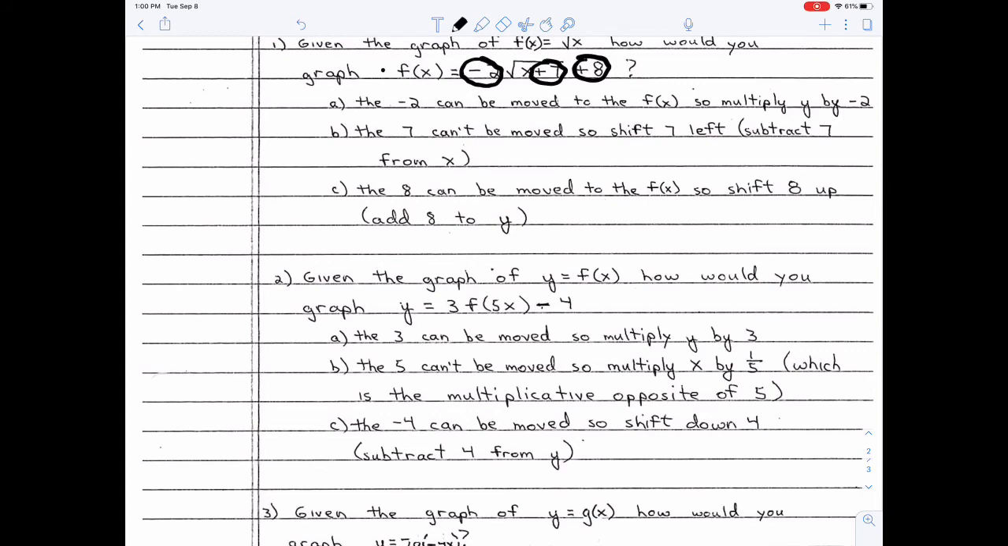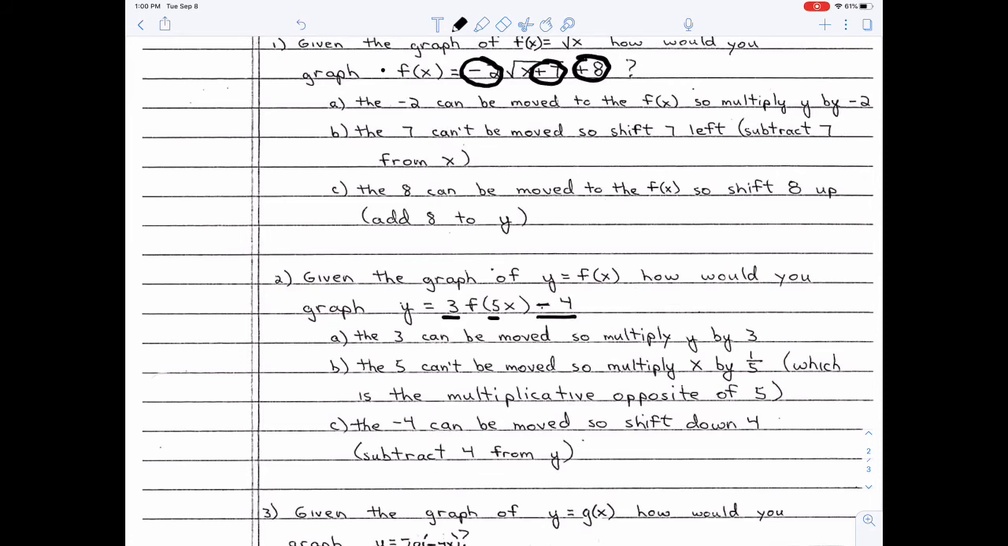Well, you have the 3, you have the 5, and you have the -4. Again, let's take care of the multiplication first. Now, there's two types of multiplication here. There's the 3, and then there's the 5. Does it matter which one you do first? No, not really. I'm just going to do the 3 first just because it's written there first. But we have to do the -4 last because that's subtraction.